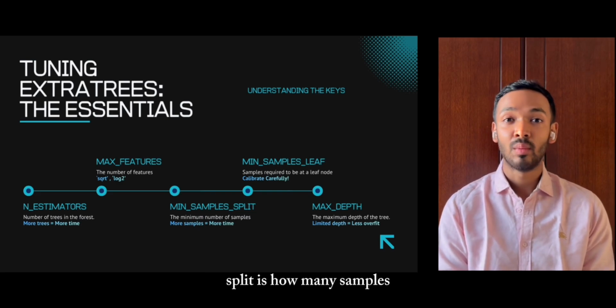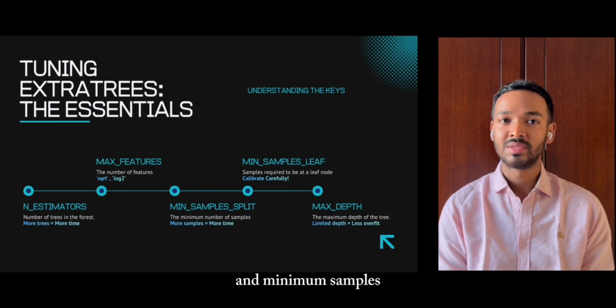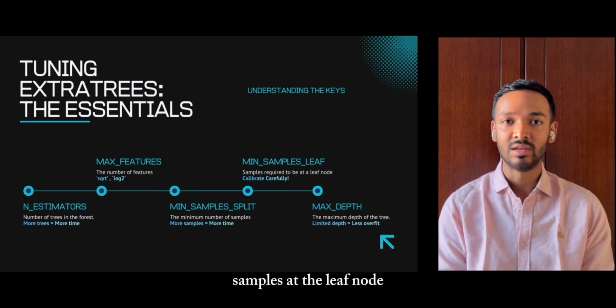Minimum sample split is how many samples are needed to split a node, and minimum samples leaf is the minimum number of samples at the leaf node.